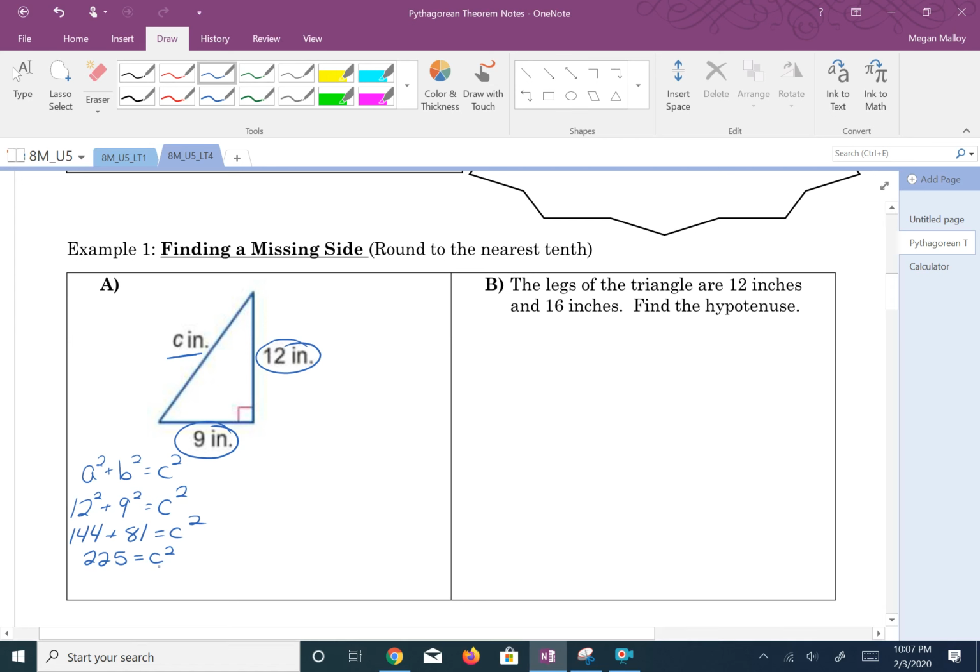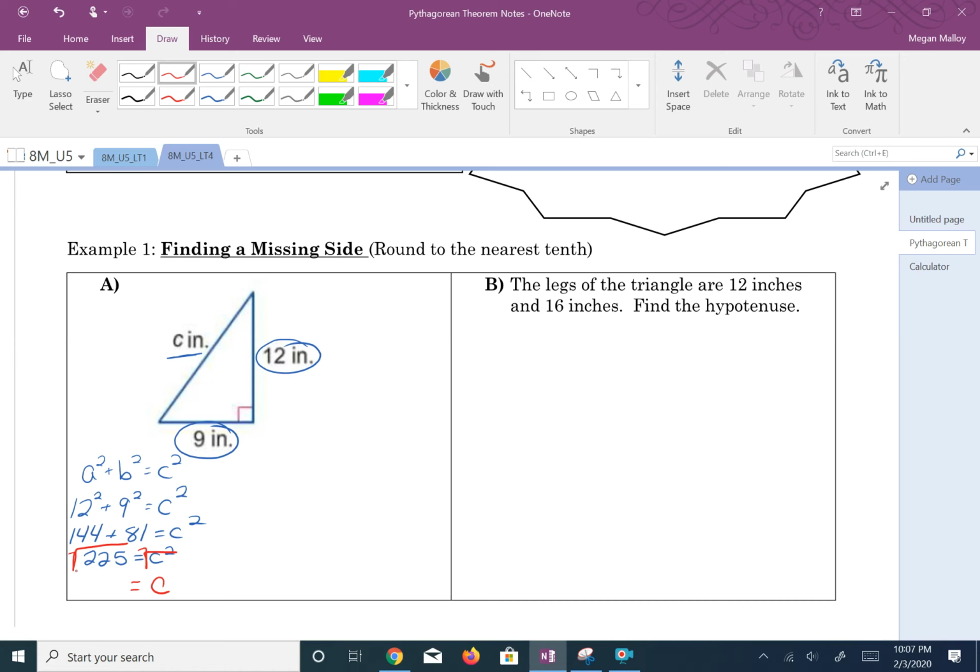So in order to find the value of c, I have to do the inverse of squaring a number, which is to take the square root of said number. So if I take the square root of both sides to keep it equivalent, that would give me c equals, and then I have to take the square root of 225. You could ask yourself what number times itself is going to equal 225.